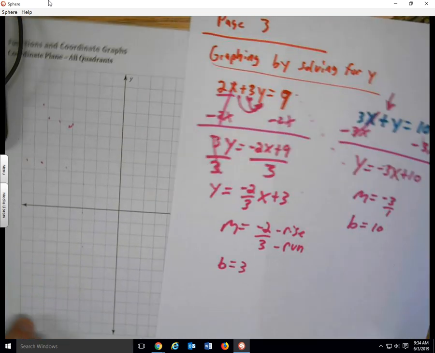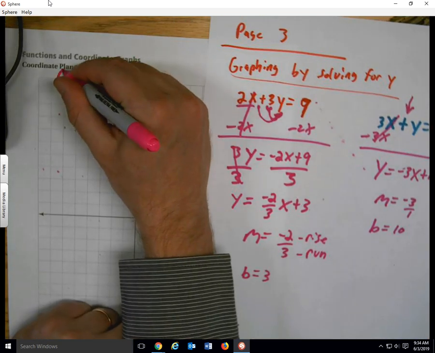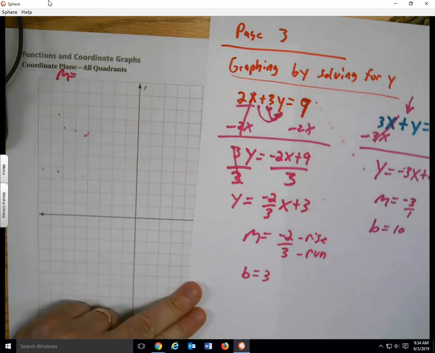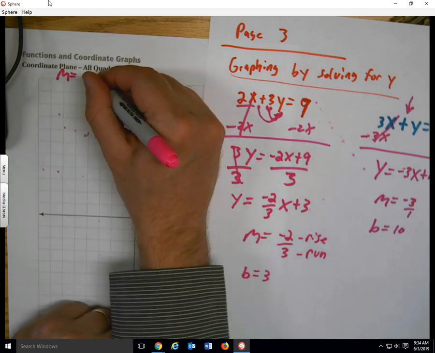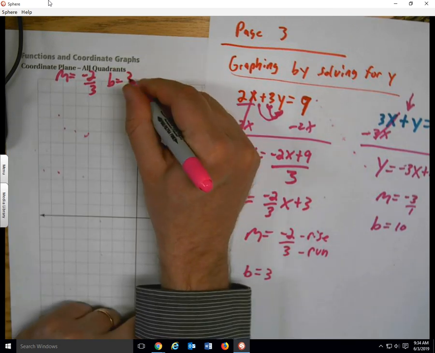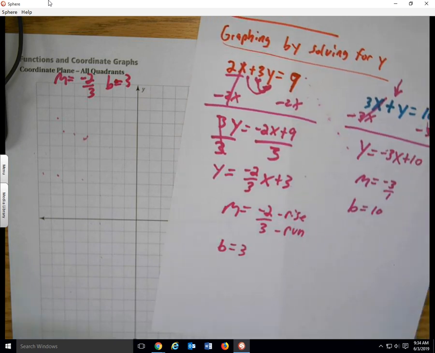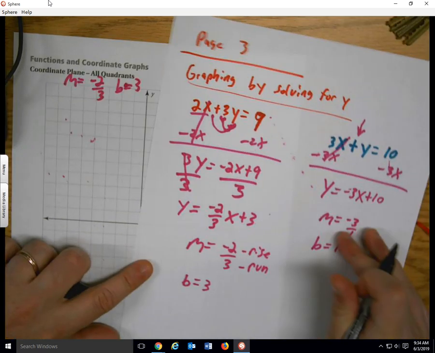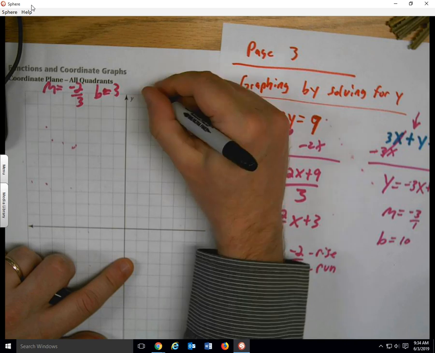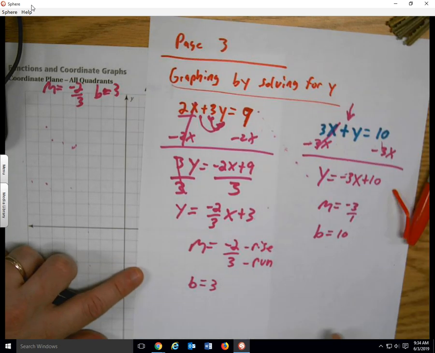I'm not going to rewrite the whole equation. I'm just going to write the m's and the b's on this page so that we can easily follow. So the m equals a negative 2 over 3, and the b equals 3. I should probably use a different color marker for the other equation just so it's easier to follow. The m is a negative 3 over 1. And the b equals 10.